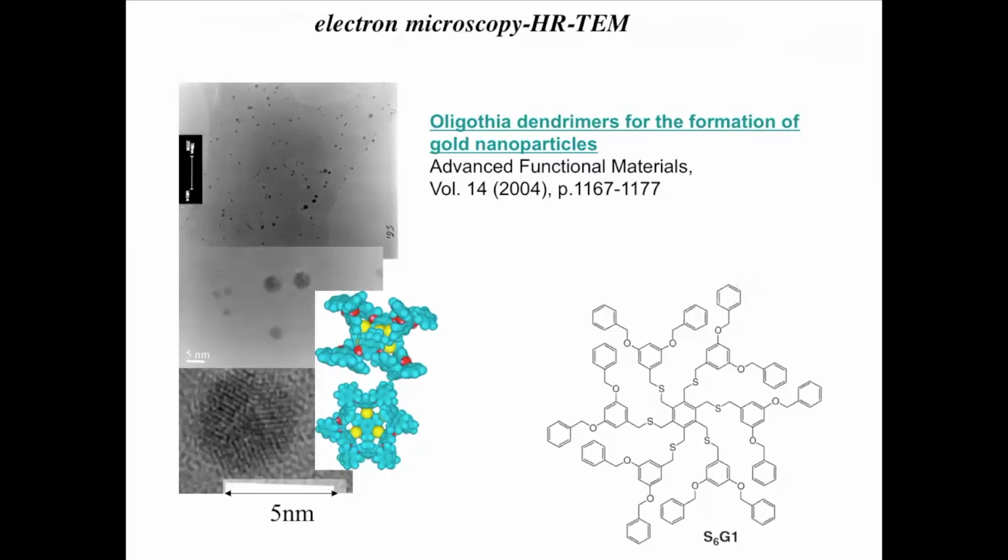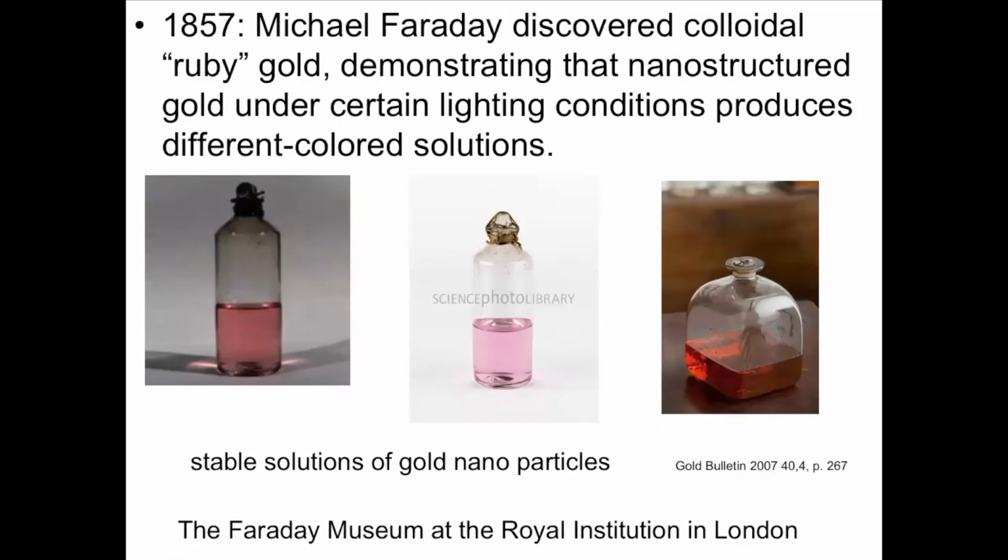We also worked on gold nanoparticles a while ago, and we used dendrimers. We used these kind of dendrimers with thioesters to stabilize the particles. Metal nanoparticles are actually very, very old. Faraday, in 1857, without knowing what they were, made nanoparticles, and they are still in the museum, the Royal Institution in London. Under the right conditions, these nanoparticles can be very, very stable.